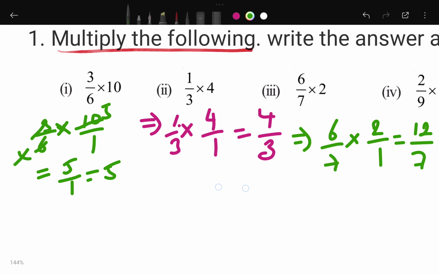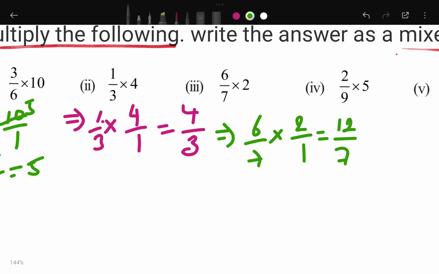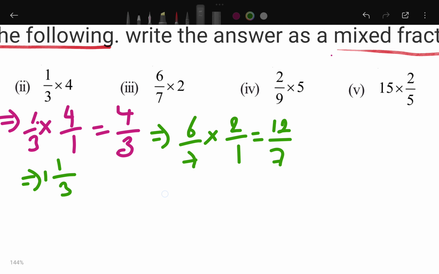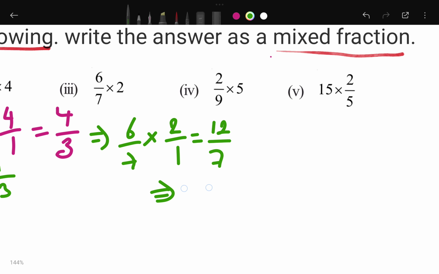The first one's answer is only 5, but this one, 4 and 3, we can convert into a mixed fraction. So when you divide 3 by 4, it is 1, remainder 3. So how can we write? We can write first this 3, then 1, then this one. So this is our mixed fraction. Okay, now we can write this also in a mixed fraction.